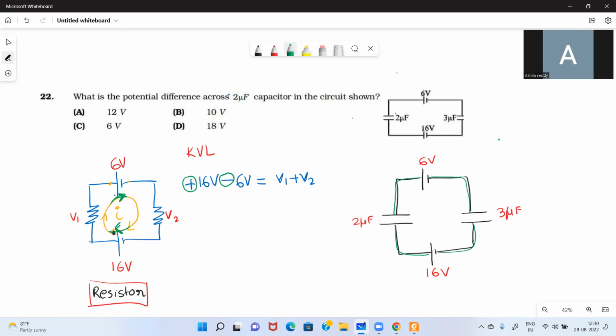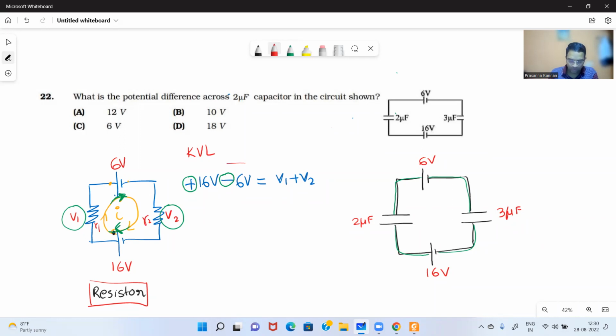Yes, sir. So 16 volts minus 6 volts. That is the voltage supplied by the battery. That will be equal to the voltage consumed by the components. What are the passive components here, resistors or capacitors? Here, what is the voltage across the resistor R1? V1. What is the voltage across the resistor R2? Let's say this is the R1 resistor, this is the R2 resistor. Understood?